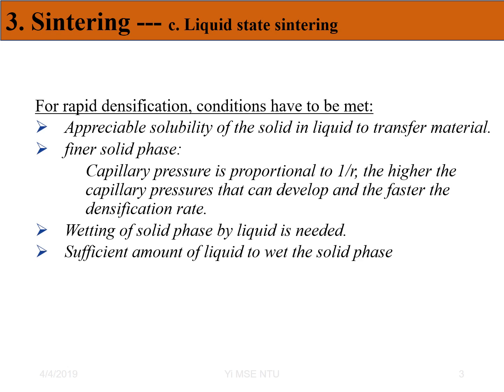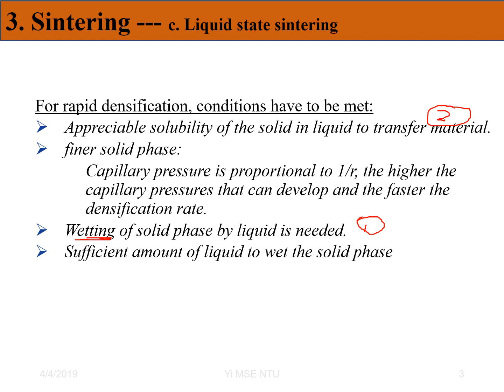By summarizing what we have learned so far, in order for a very fast densification, please make sure these four conditions are met. The first one, obviously, is you have to make sure the contact angle is less than 90 degrees, which is wetting. The second one is appreciable solubility of solid in liquid to transfer the materials. So you need a solid which can move through the liquid in order for the sintering to happen.